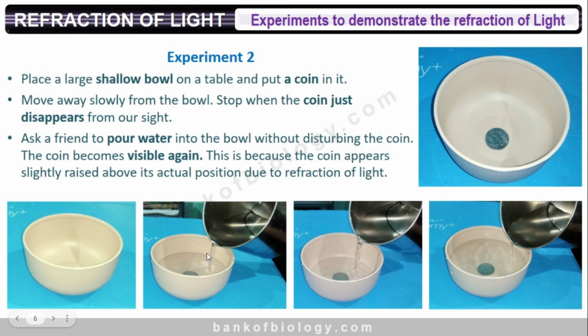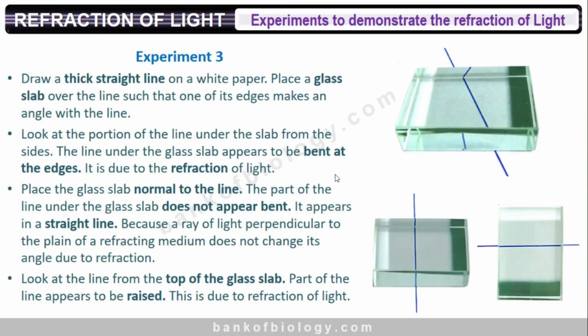Experiment 2. Place a large shallow bowl on a table and put a coin in it. Move away slowly from the bowl. Stop when the coin just disappears from our sight. Ask a friend to pour water into the bowl without disturbing the coin. The coin becomes visible again. This is because the coin appears slightly raised above its actual position due to refraction of light.